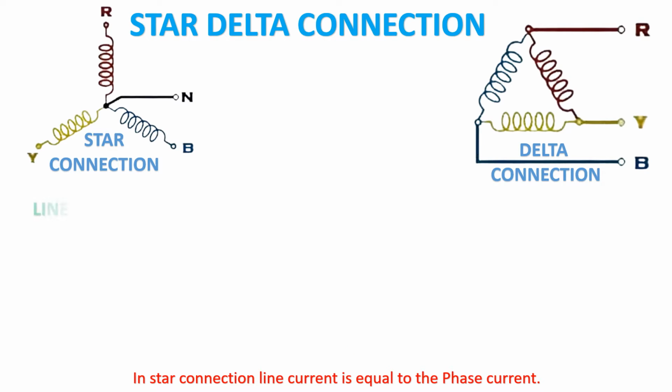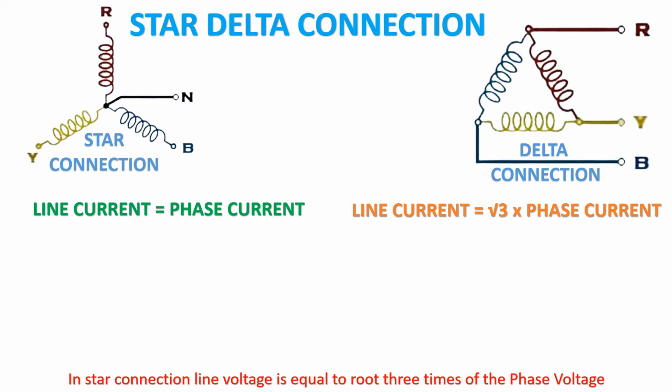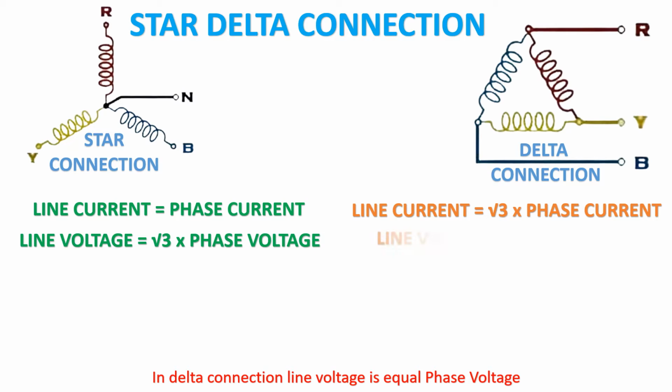In star connection line current is equal to the phase current. In delta connection line current is equal to √3 times the phase current. In star connection line voltage is equal to √3 times the phase voltage. In delta connection line voltage is equal to the phase voltage.